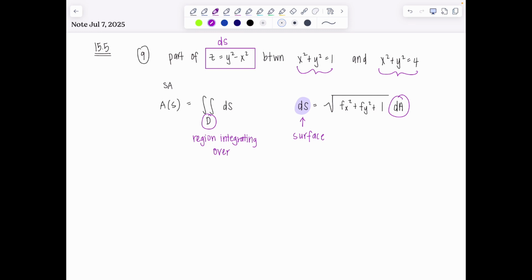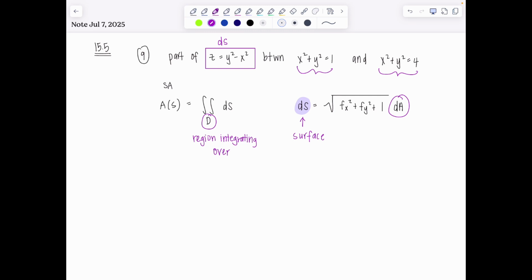Because there are always going to be quite a few equations going on, and I think the most confusing thing with this section is who do I take partials with respect to, and then who do I use for my bounds. Whoever you're finding surface area of, that's who you use to find dS. All right, so here we go. Let's calculate dS, and then we'll worry about the integration region in just a minute.